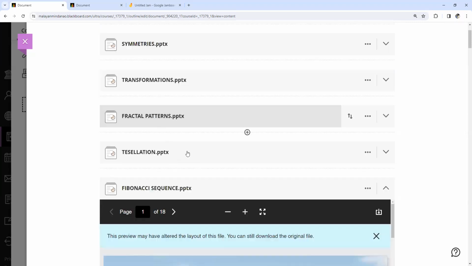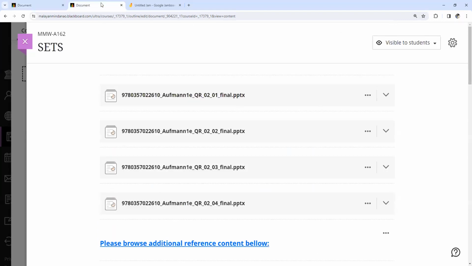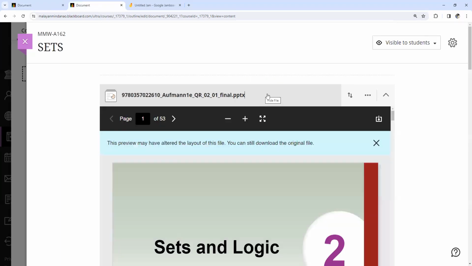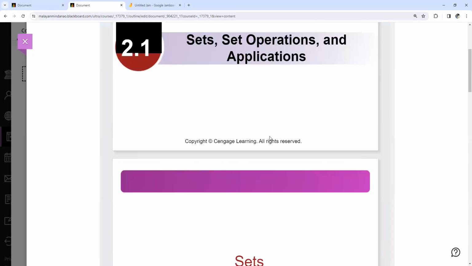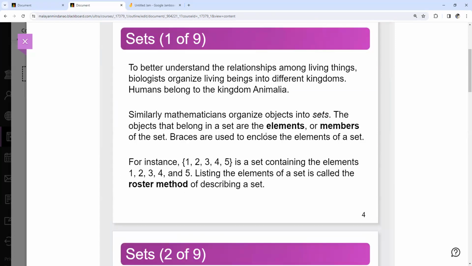I only have 10 minutes for my non-premium Zoom recording. So I'm gonna go to sets and hopefully I have enough time to discuss sets. But for sets, we're only talking about the basics for this term. And that means defining what sets are.